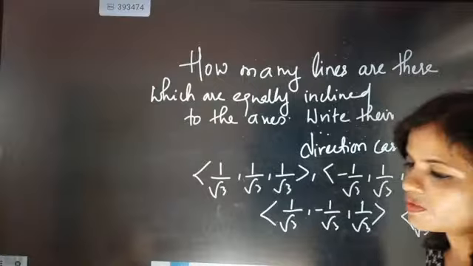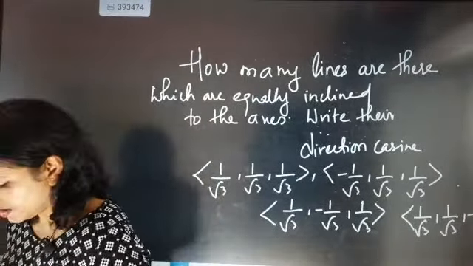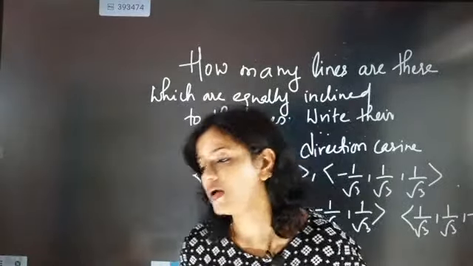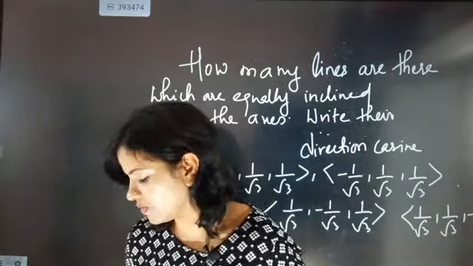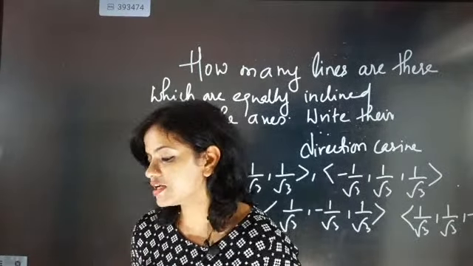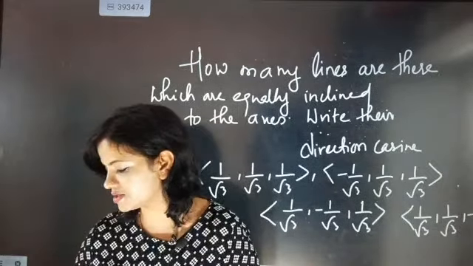So total how many possible? Yes, Mahesh. Total 4 possible here, equally inclined. Okay, negative one we are not taking. Exactly how many are possible? Equally inclined. Yes, sure, 4 is correct. Your answer 4 is correct. That is, 4 are exactly equally inclined. Absolutely correct.